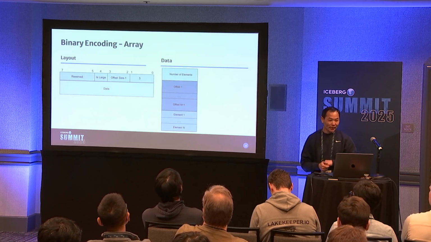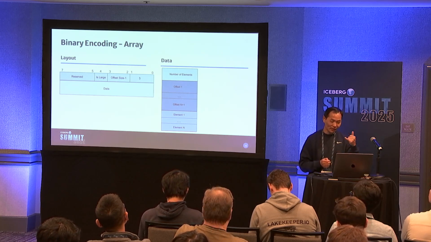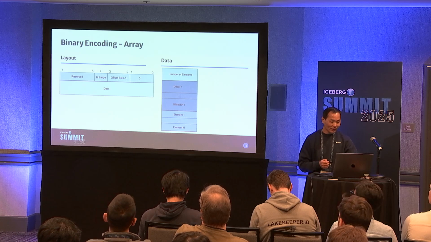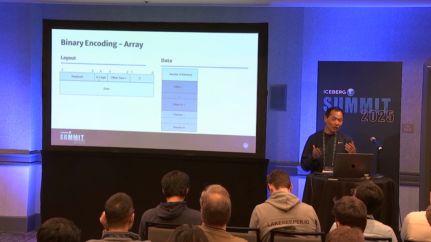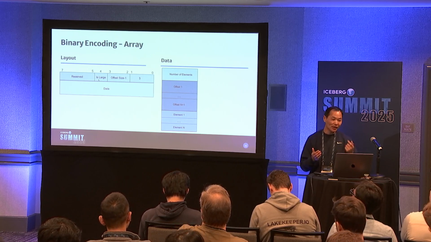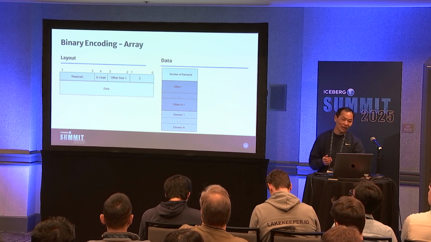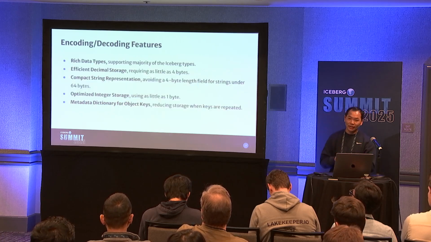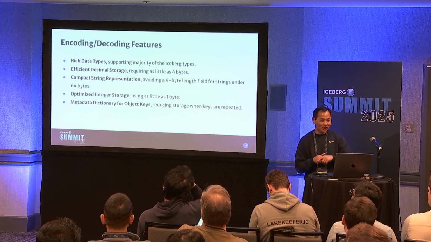For array, it's similar, but as you can see, there's no ID. It's large tells you whether we use 1 byte or 4 bytes for the encoding, and the offset is an index into the actual data. So that's basically the basic encoding and decoding for variant.